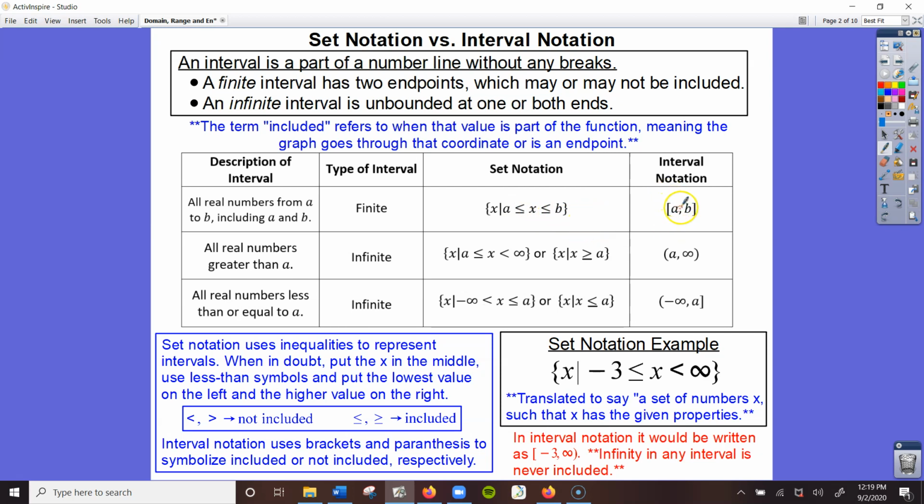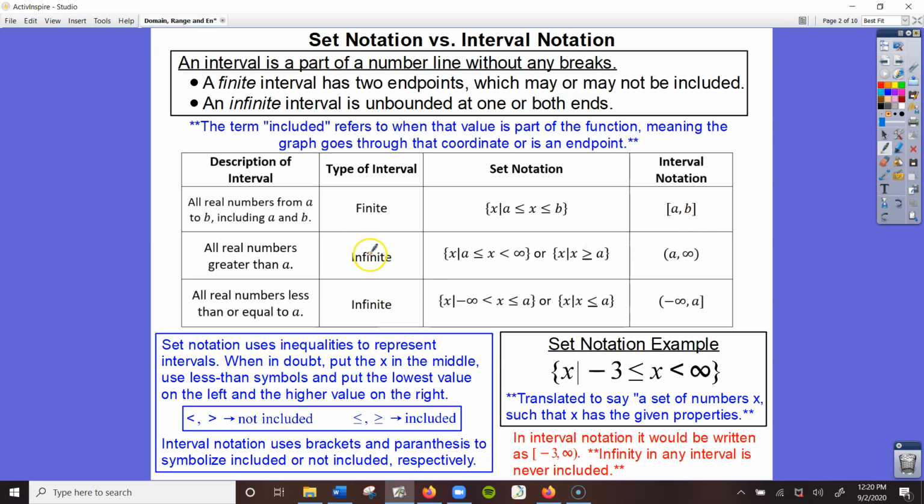In interval notation, you don't have to define any variables. In fact, we just state where it starts to where it ends, and then we would use brackets and parentheses to indicate whether that value is included or not. If the value is included, we would use a bracket. If the value is not included, then we would use parentheses.